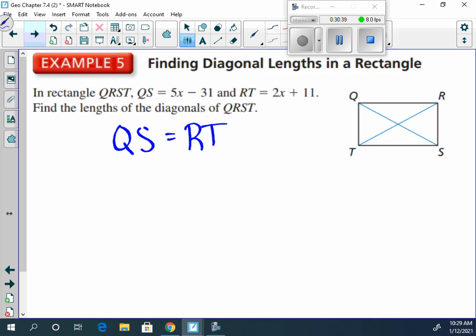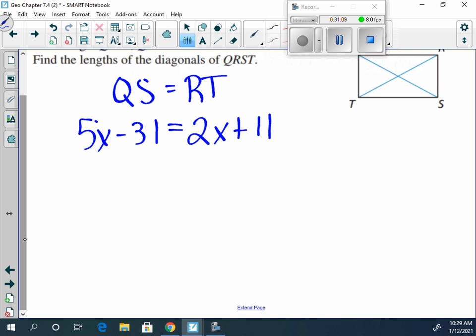Well, if I want to solve for the lengths, they told me what QS is. So I can replace that. Is equal to, well, RT is 2x plus 11. That's because we know that's what those are equal to. Those QS and RT are congruent to those. So we can replace those. We can substitute those in. Now we need to do what? Solve for the value of x. But are we trying to find the length? Well, if I want to know the length, I need to know the value of x. And once we find that, we plug it back in.